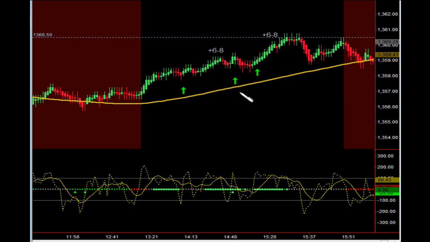And there's your entry. So we have what's called an anchor chart or a setup chart, and here's your trigger chart. Anybody that stayed in for the last part of the day, nice clean trades.